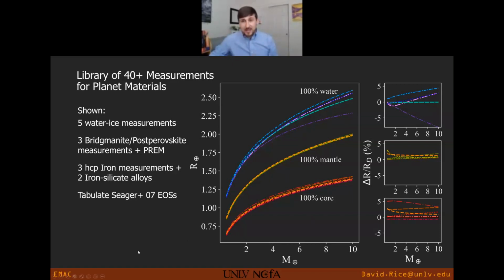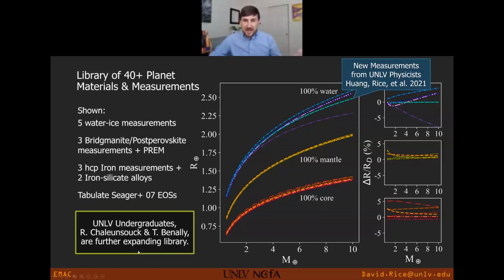I want to highlight that we have new measurements from UNLV physicists. That was our original idea with the code: they've crushed some new water ice and had a new equation of state, and we wanted to model planets with it. I also have undergraduates. This is undergraduate week. They can get on this code and put some new materials into their planets.